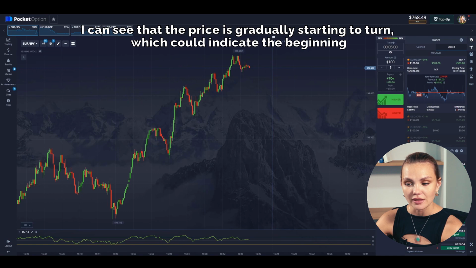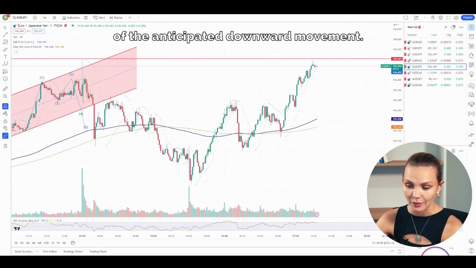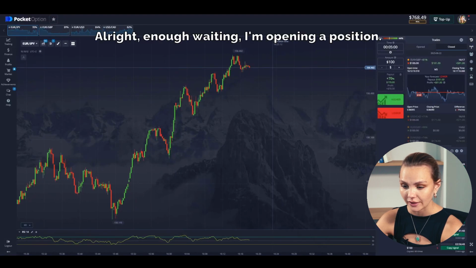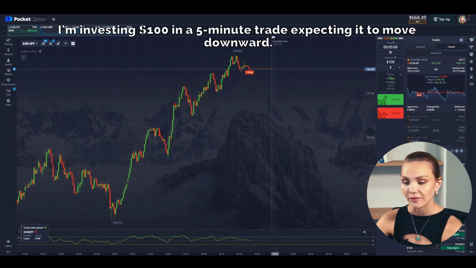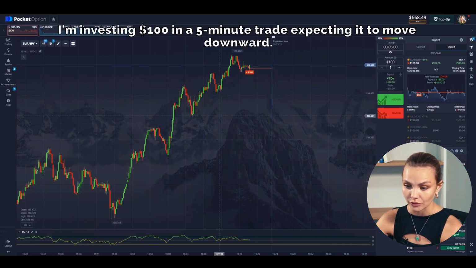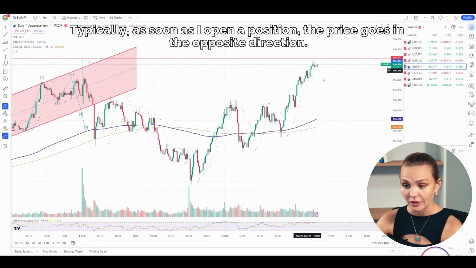I can see that the price is gradually starting to turn, which could indicate the beginning of the anticipated downward movement. Alright, enough waiting, I'm opening a position. I'm investing $100 in a 5-minute trade, expecting it to move downward. Typically, as soon as I open a position, the price goes in the opposite direction.